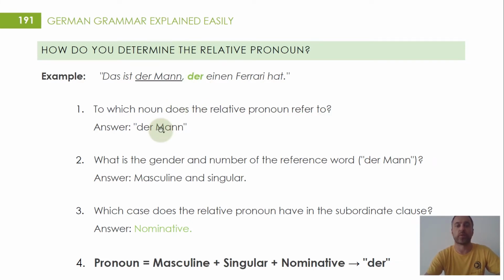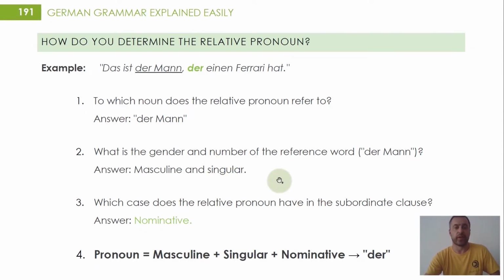So the first question you always have to ask yourself: to which noun does the relative pronoun refer? So der Mann. We give additional information to the man. Then you check what is the gender and the number of the reference word. So the thing or the person we give additional information to. It's masculine and singular. Der Mann is masculine and singular.